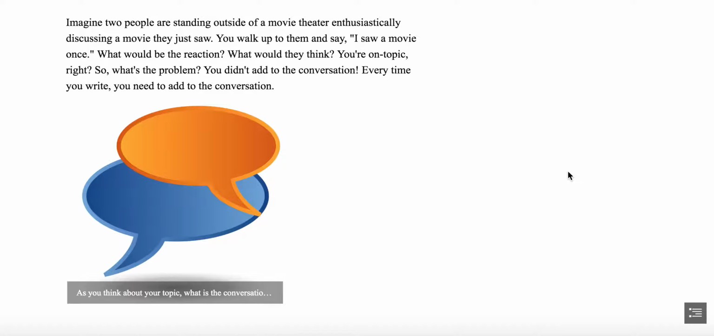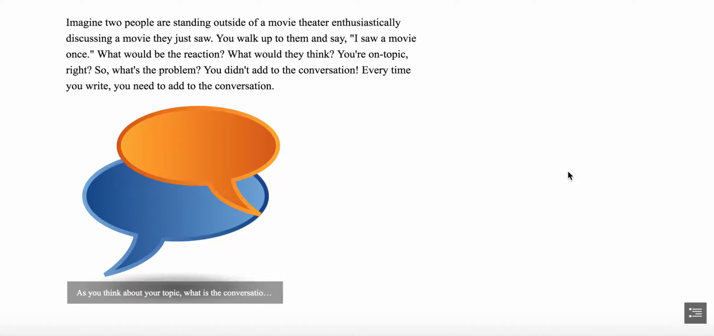Cue awkward moment, awkward silence. What would the other two people think? You're on topic, right? Like they're talking about movies, you're talking about movies. So what's the problem? The problem is you didn't add to the conversation. Every time you write, you need to add to the conversation.